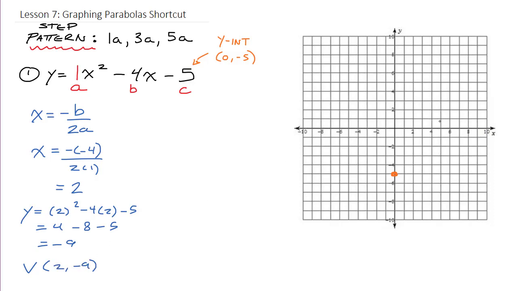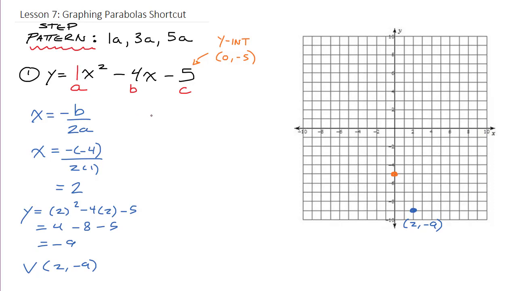Let's go put that on our graph, 2, -9. I'm going to put the coordinates on that. That's a very important point. Okay, so we got 2 points. Now, instead of trying to find the roots or go through a whole bunch of complicated stuff, this is where the step pattern can speed things up for you, okay?